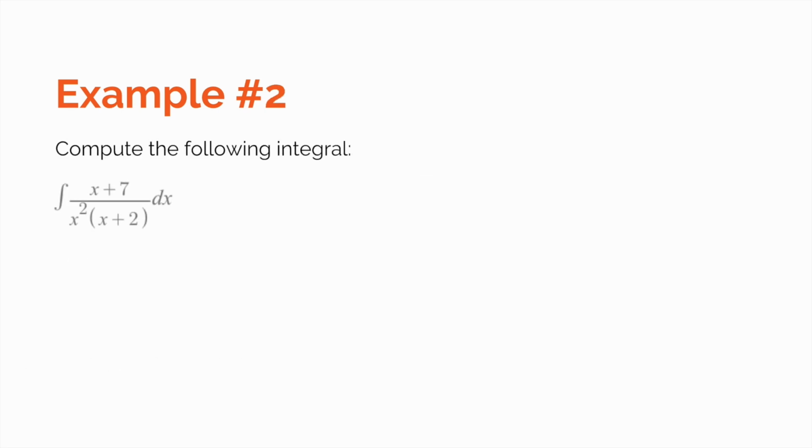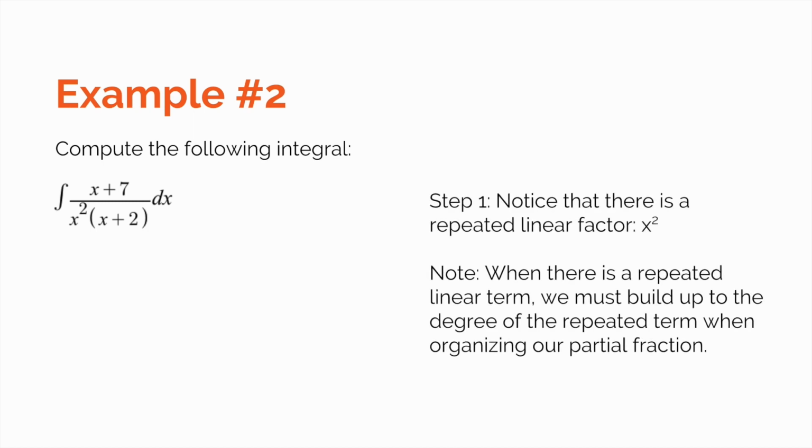Here's another example. Let's find the integral of x plus 7 over x squared times x plus 2. Whenever we have a term in our denominator that is raised to some power, we say that that term has a repeated linear factor. When this is the case, we have to build up to the degree of that repeated term when organizing our partial fraction. Here's what I mean by that. Notice that we have a over x plus 2 plus b over x plus c over x squared, instead of just a over x plus 2 plus b over x squared.